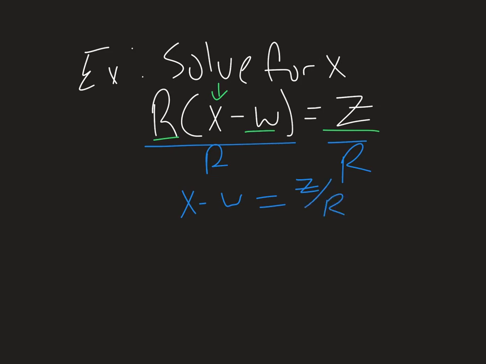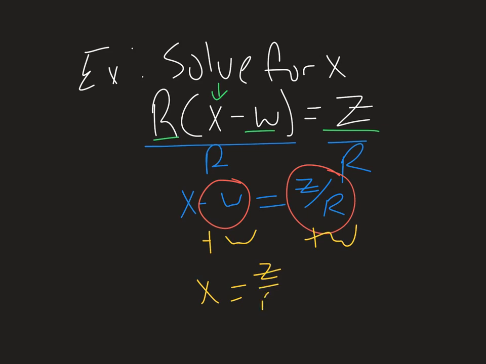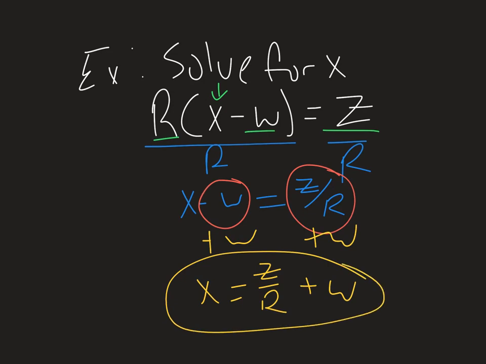I would treat it just like I would a number. If it was, say, 7 out in front, I could divide off the 7 and go to the next step. Same idea here. Now I have x minus w is equal to z divided by r. And again, I can look at these just like I would numbers. So I'm going to add w to both sides. Then x is going to be equal to z divided by r plus w. And at that point, I've got x by itself. That's as good as I can get it until someone gives me some numbers.